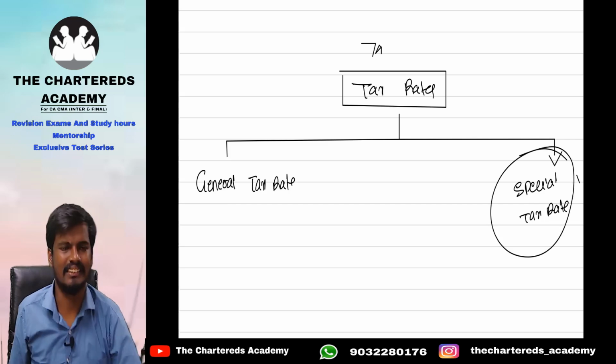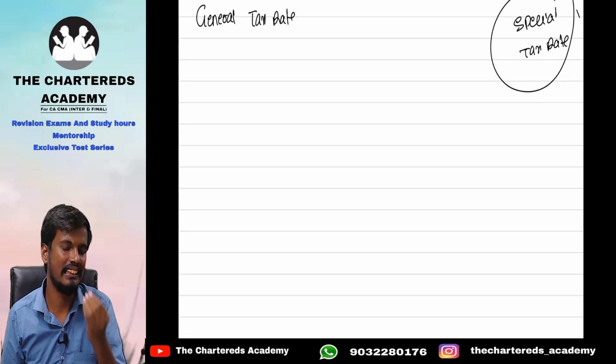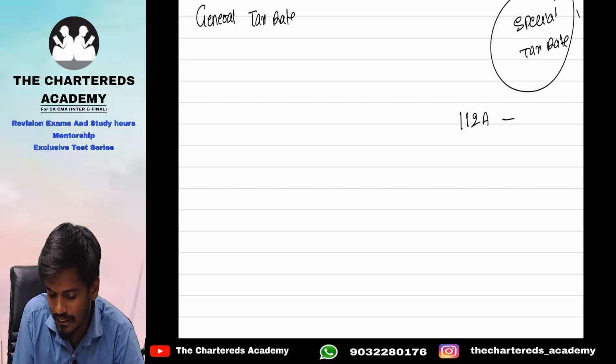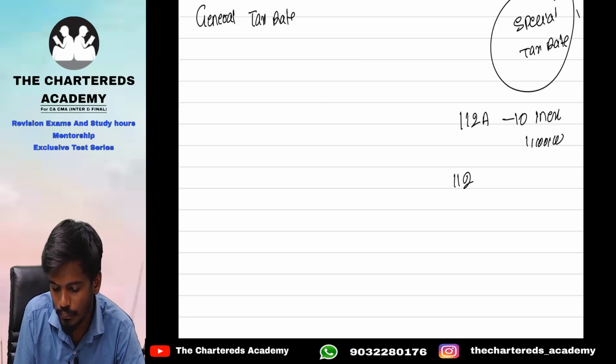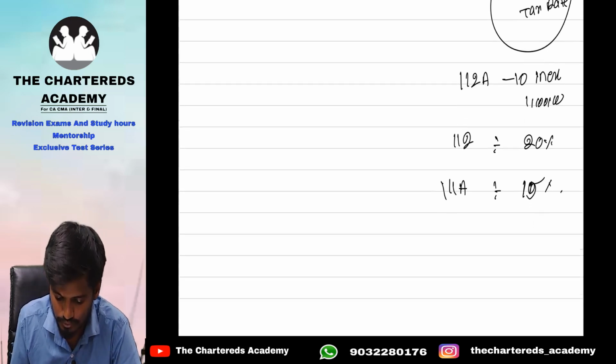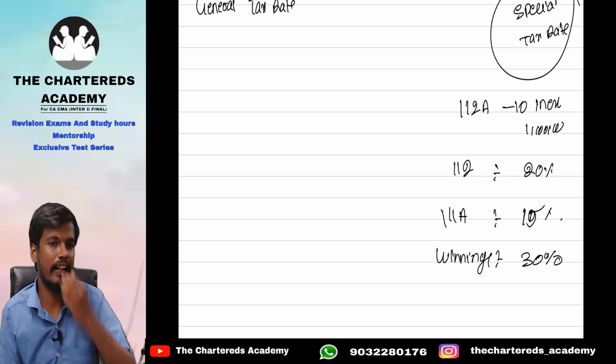Sir, what is a special tax rate? For example, if you sell any equity shares listed in the stock exchange, the applicable tax rate is 10% in excess of 1 lakh. Okay, section 112 long term capital gain 20%, 111A short term capital gain 15%, winnings from card games are 30%.